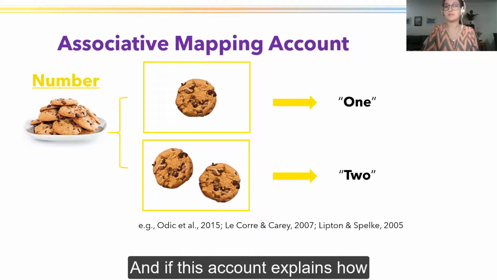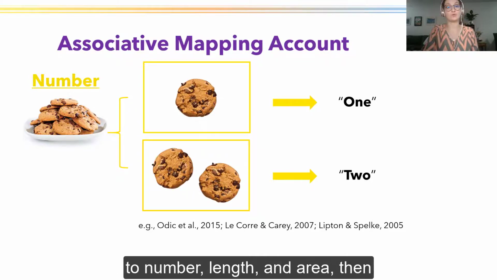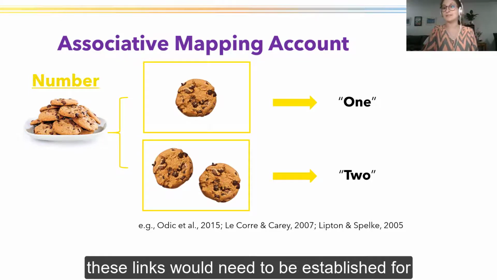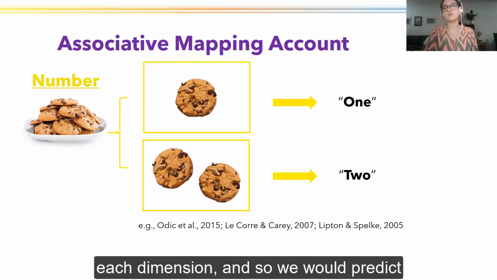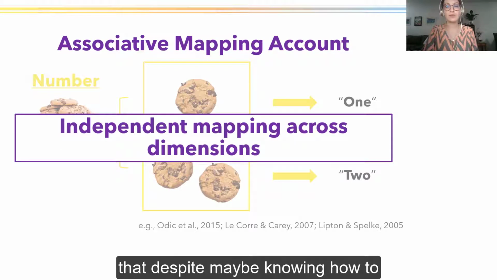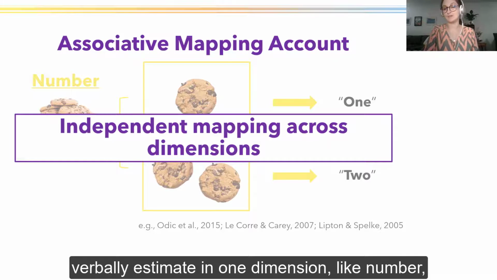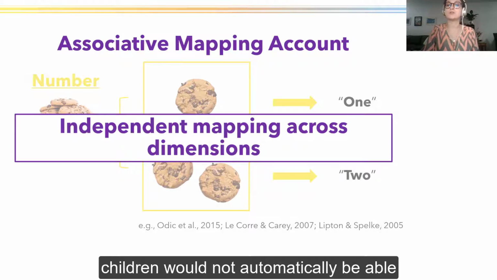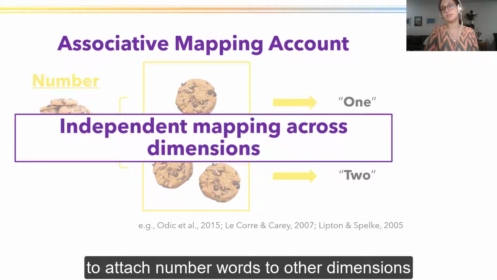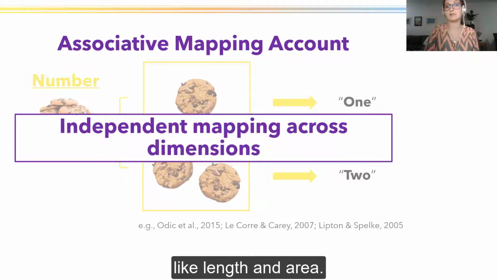And if this account explains how children link number words to number, length, and area, then these links would need to be established for each dimension. And so we would predict that despite maybe knowing how to verbally estimate in one dimension like number, children would not automatically be able to attach number words to other dimensions like length and area.